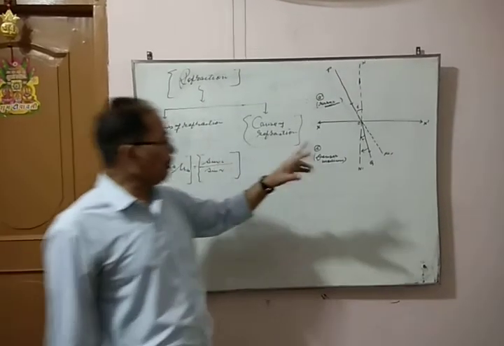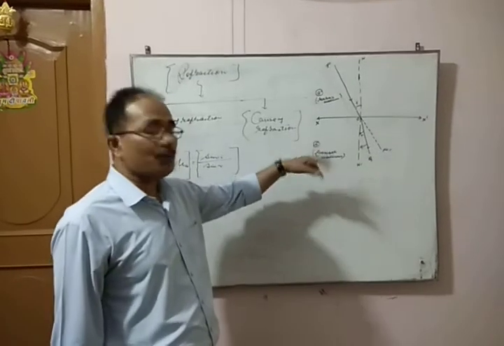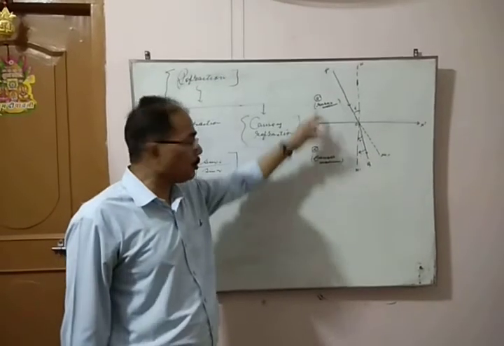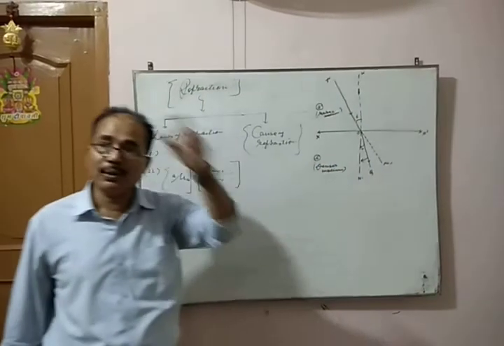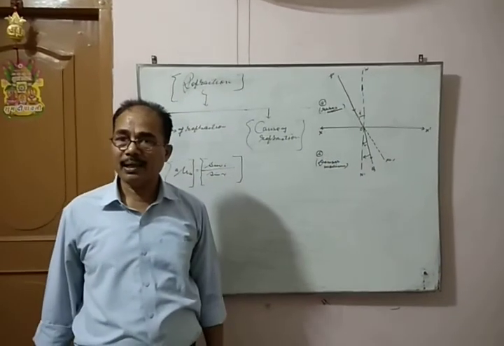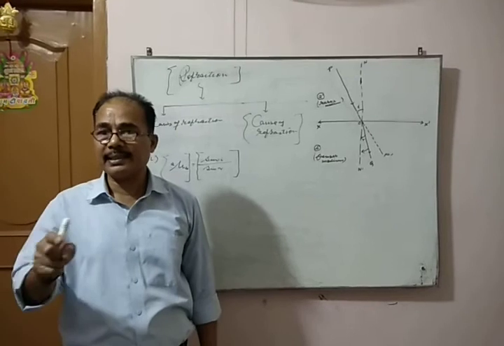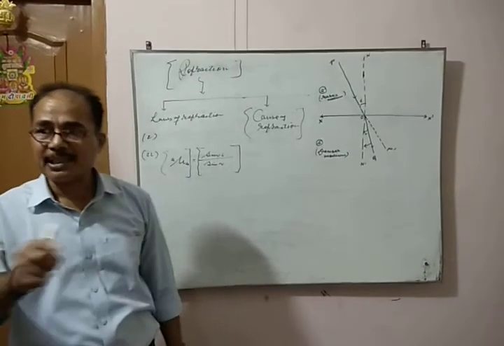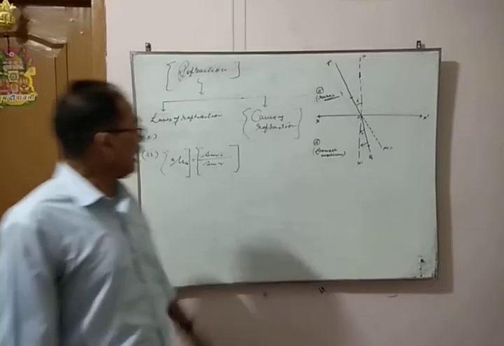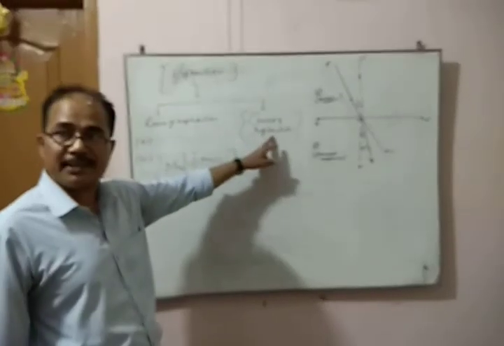When the ray of light passes from one medium to another medium, either rarer to denser or one denser medium to another denser medium, in both cases the speed of the light changes. This is basically the reason that the ray of light deviates from its original path, and this is the only cause of the refraction.